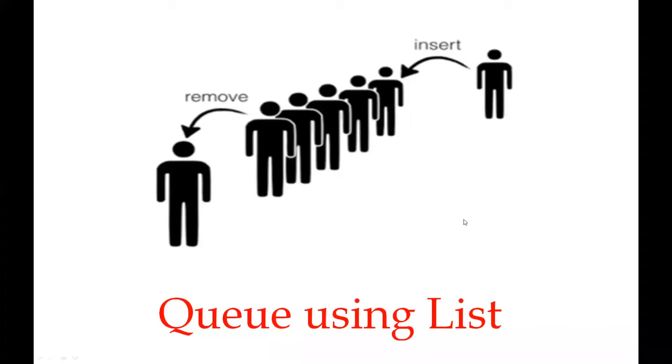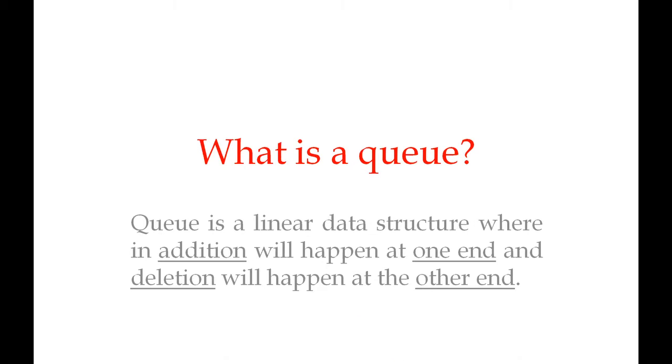Welcome back, students. In today's session, you will be learning how to simulate a queue using a list. So now let us define what a queue is. A queue is a linear data structure wherein I am able to add elements at one end and able to delete the elements at the other end.